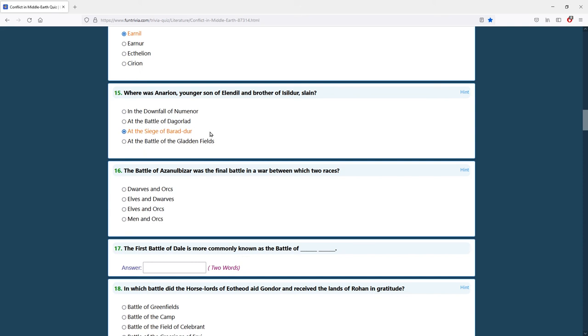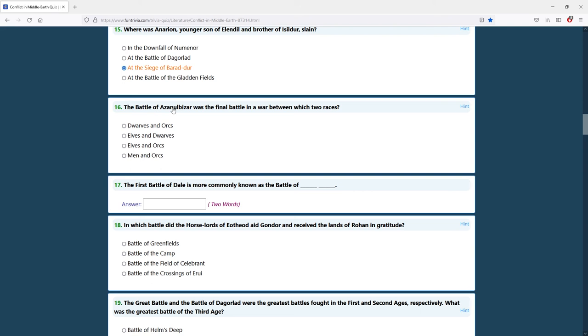Number 16, the Battle of As-an-Nûl-Bisâr was the final battle in a war between which two races? Dwarves and orcs, elves and dwarves, elves and orcs, men and orcs. I guess it sounds like dwarvish. Is it dwarves and orcs? Because I know that elves and dwarves fought, but yeah, I'm going to say dwarves and orcs, although I really don't know.